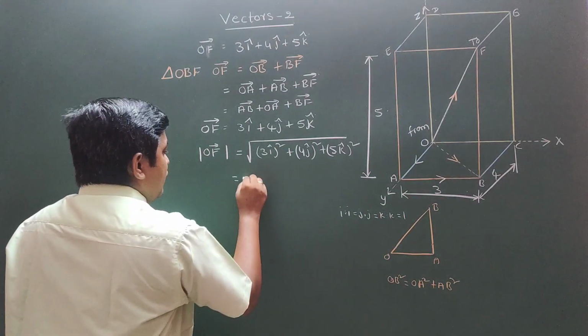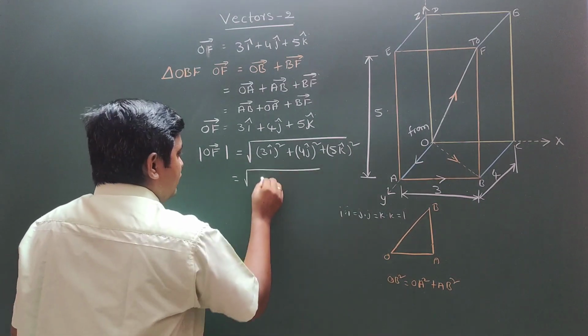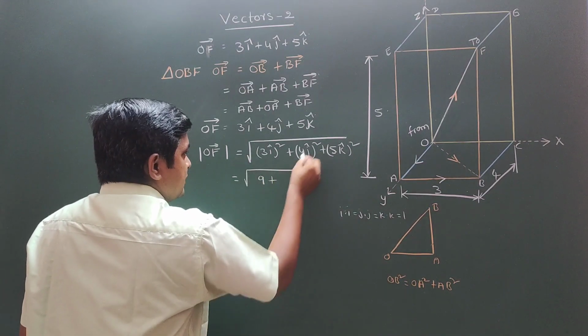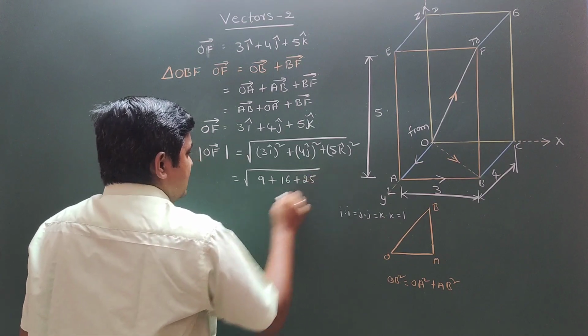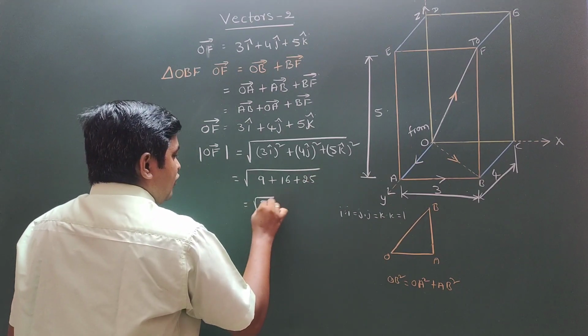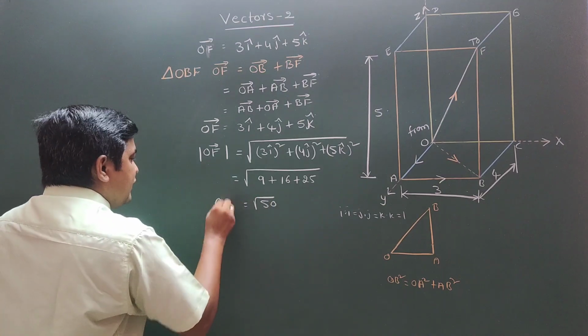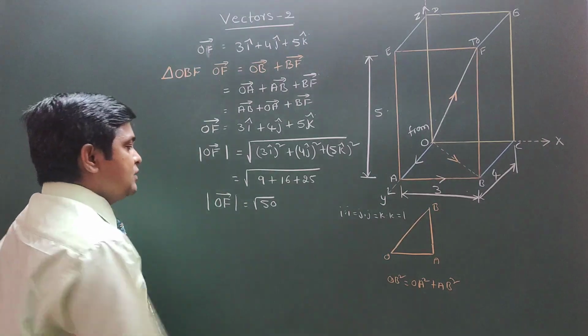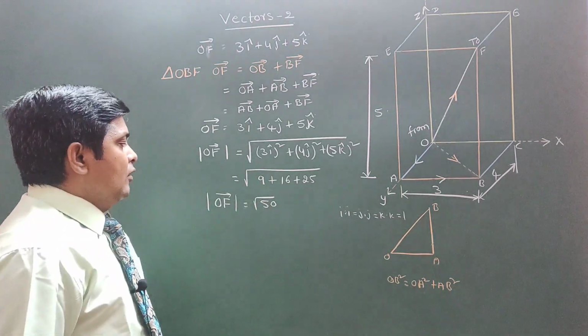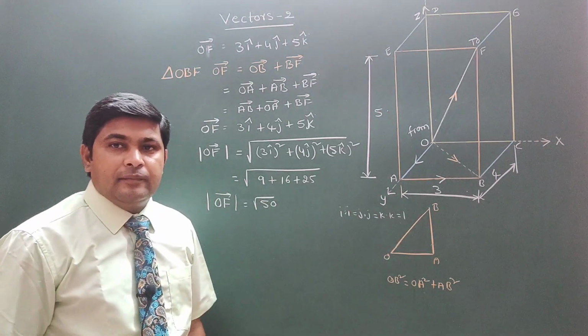Now if you write that, what are you going to get? Square root of 9 plus 16 plus 25. This gives us the square root of 50. So what is the magnitude of OF bar? The OF bar magnitude is going to be square root of 50.